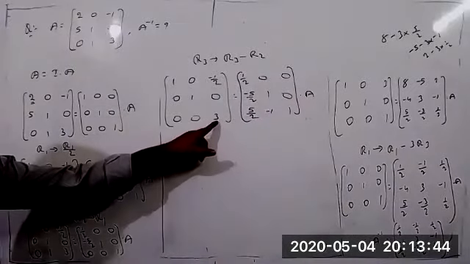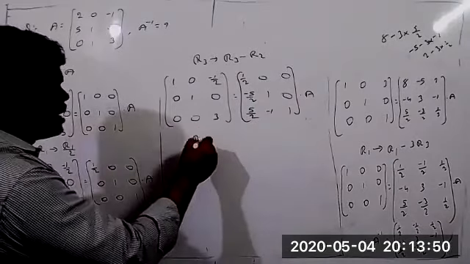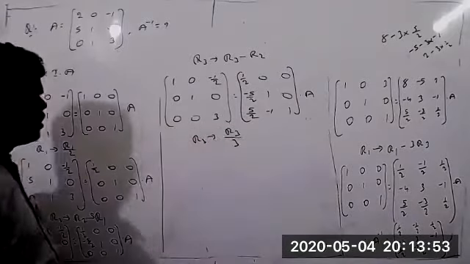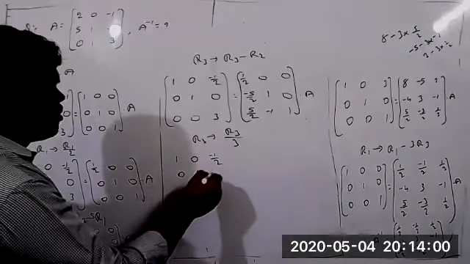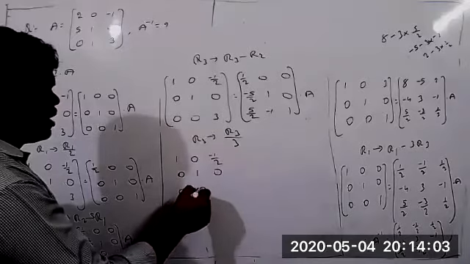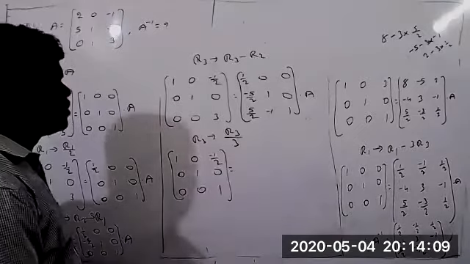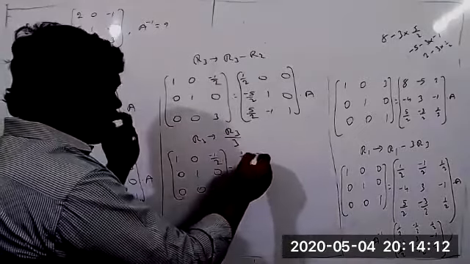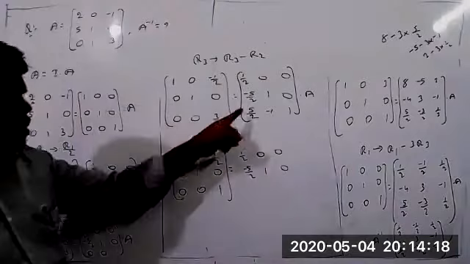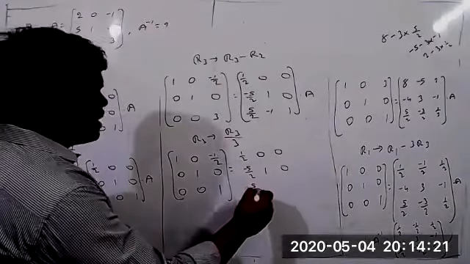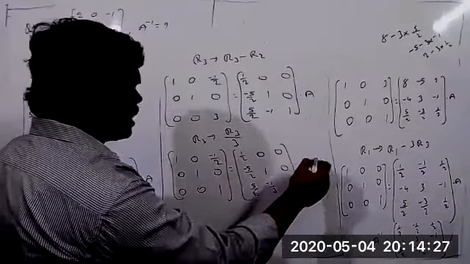But next target now. Here we have to get this value as 1. So how to get 1 now? R3 such that R3 by 3. So I can write now: 1, 0, minus 1 by 2, 0, 1, 0. But 0 by 3 equals 0, 0 by 3 equals 0, and 3 by 3 equals 1 now. The first and second rows are the same. So 1 by 2, 0, 0, and minus 5 by 2, 1, 0. This value, 5 by 2 by 3, equals 5 by 6, then minus 1 by 3 and 1 by 3, into A.